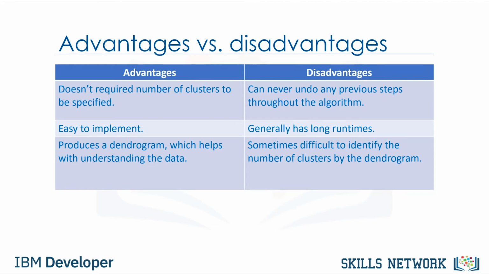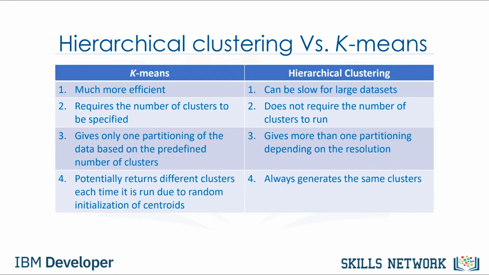There are some disadvantages as well. First, the algorithm can never undo any previous steps. So, for example, the algorithm clusters 2 points, and later on, we see that the connection was not a good one. The program cannot undo that step. Second, the time complexity for the clustering can result in very long computation times in comparison with efficient algorithms such as k-means. Finally, if we have a large data set, it can become difficult to determine the correct number of clusters by the dendrogram. Now, let's compare hierarchical clustering with k-means.